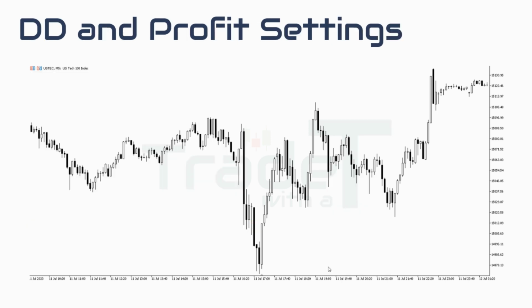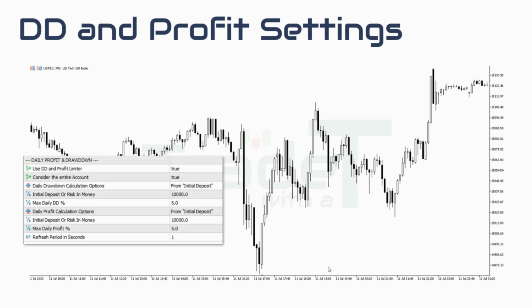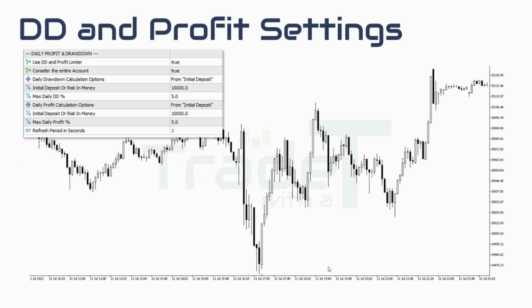And the last part of the settings is the drawdown and profit settings. The EA has a built-in filter to help you limit your drawdown, and also, if you have a profit target, to stop trading when your profit target is hit. This is a daily drawdown and daily profit target, and for the configuration, it's simple.